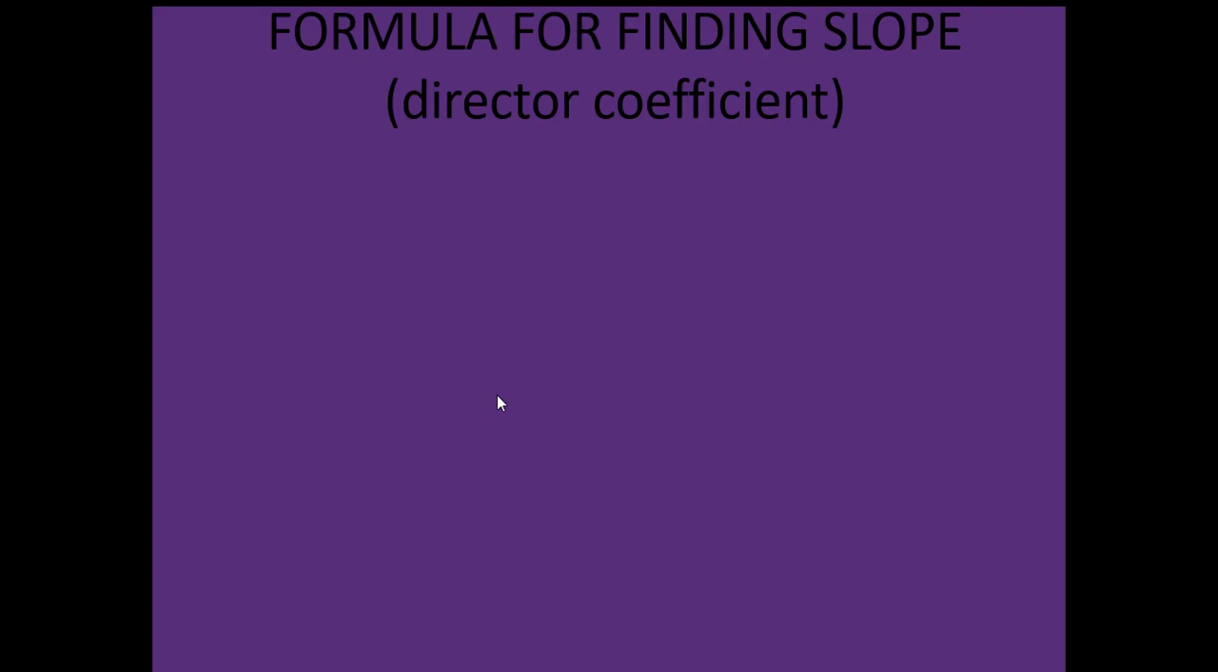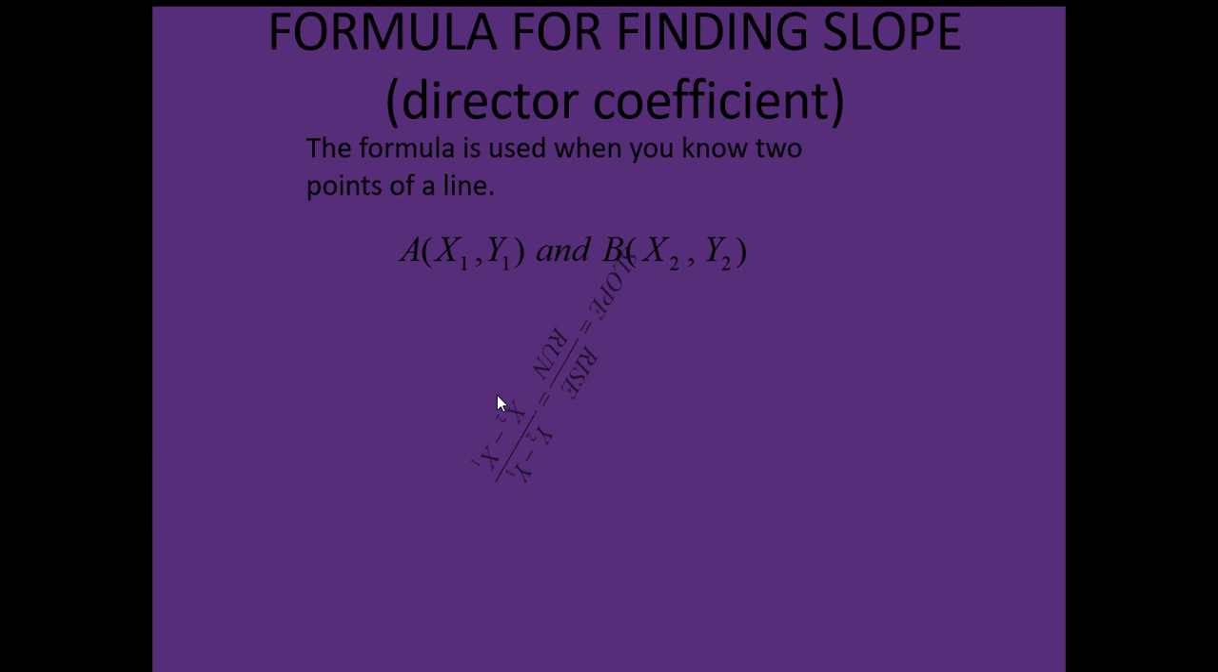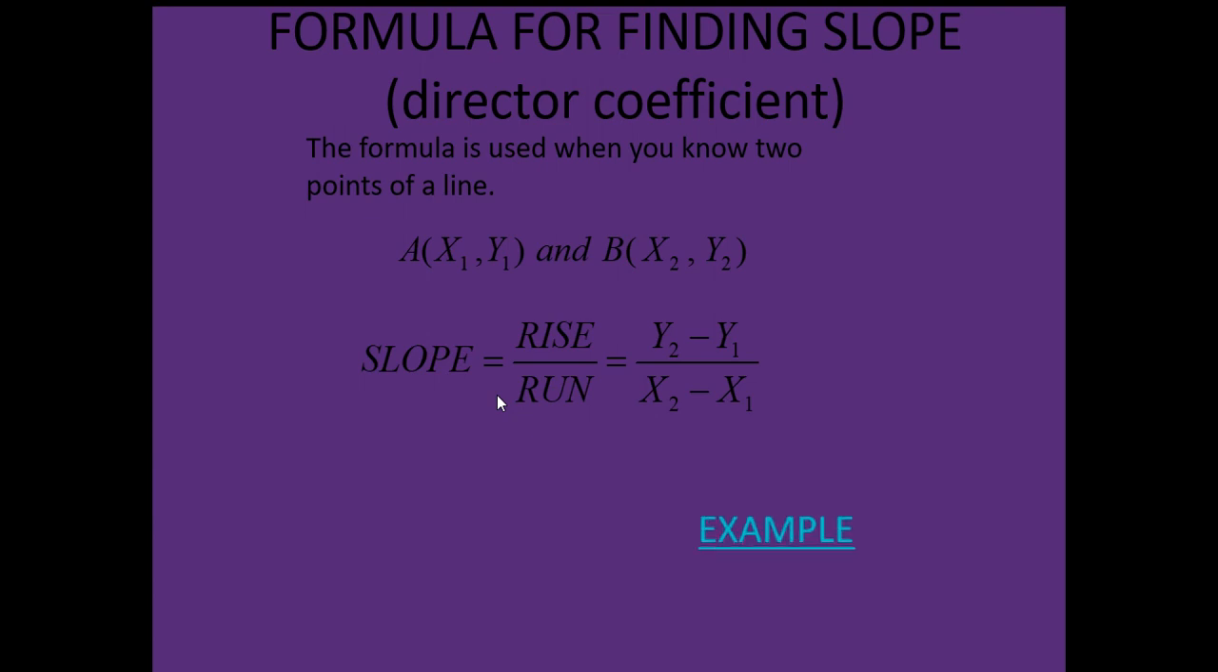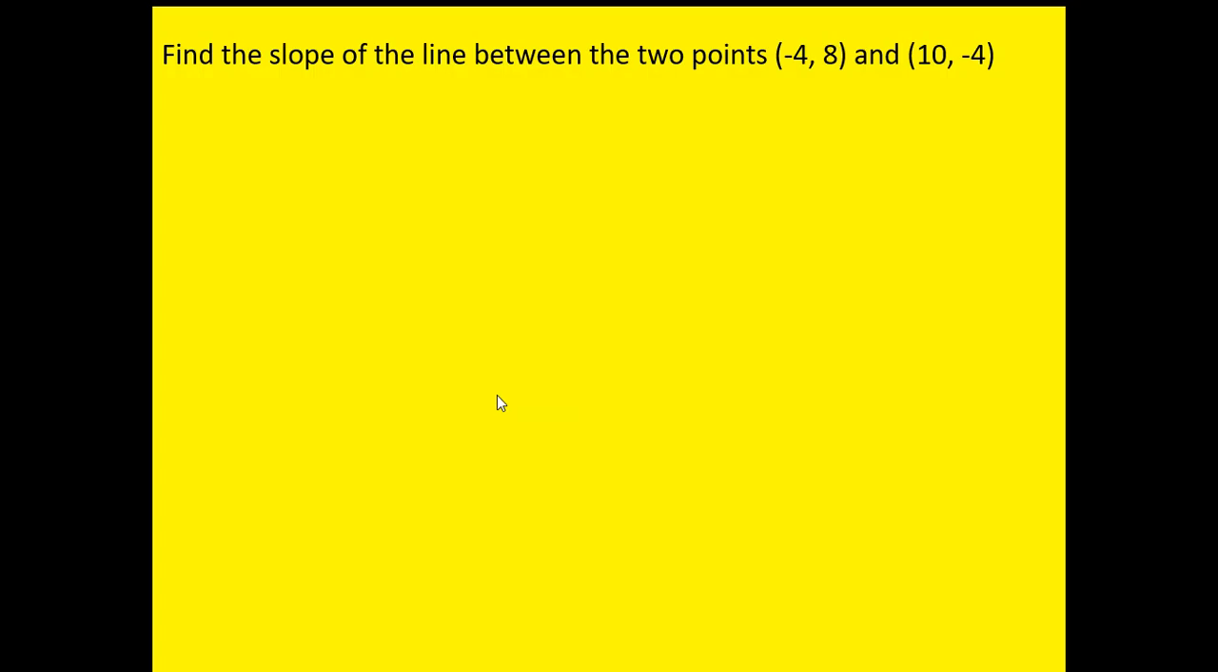Now let's go to the formula to find the slope. And I prefer this one, as it's safer. So if I have the coordinates of A and B, the formula is here rise over run. Now we said the rise is y and the run is x, and it's y2 minus y1 over x2 minus x1. Okay, example. If I ask you to find the slope of the line passing through the points (-4, 8) and (10, -4).